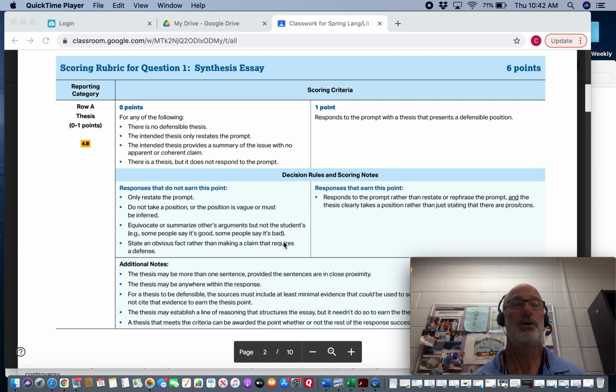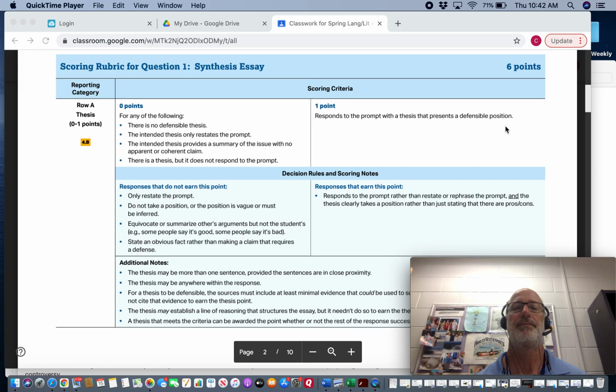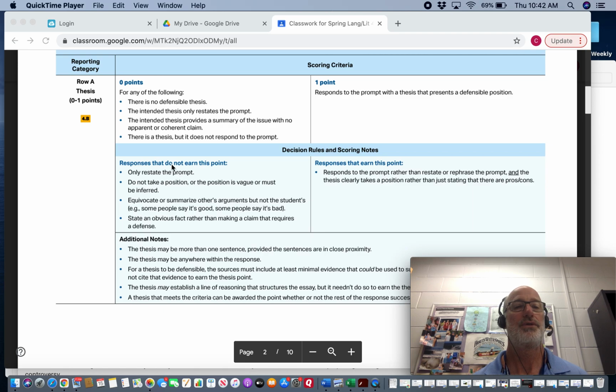It's going to be fairly quick because we've gone over it before and you should understand what's going on, but I want to bring up a couple of points just to remind us. One, row A, the thesis, responds to the prompt with a thesis that presents a defensible position. To get 0 points, you're only restating the prompt, not taking a position, equivocating, or summarizing other arguments, but not the student's. So you're not doing this.